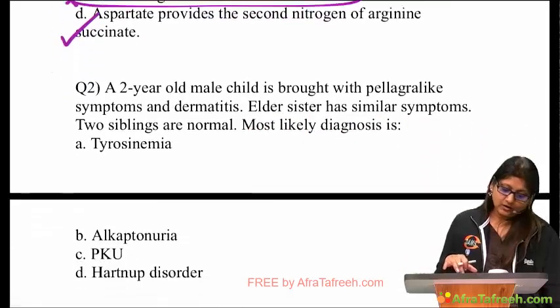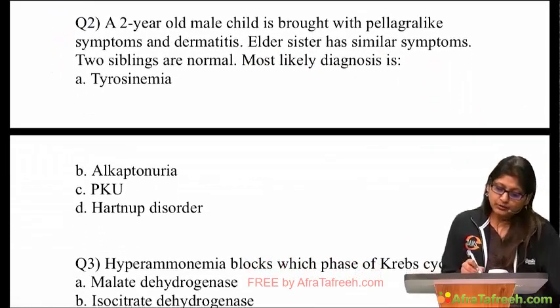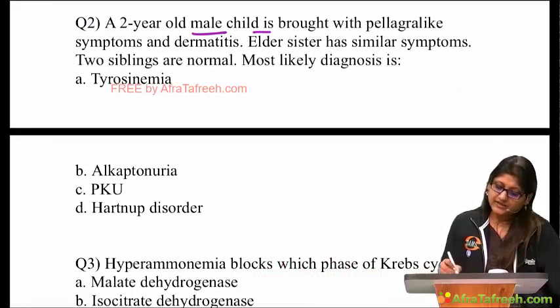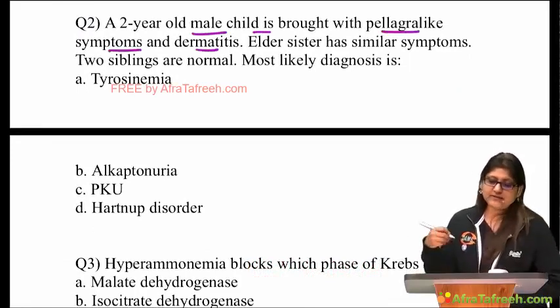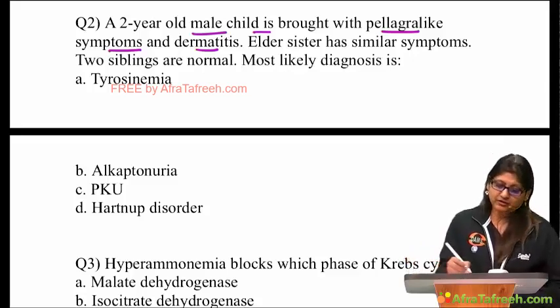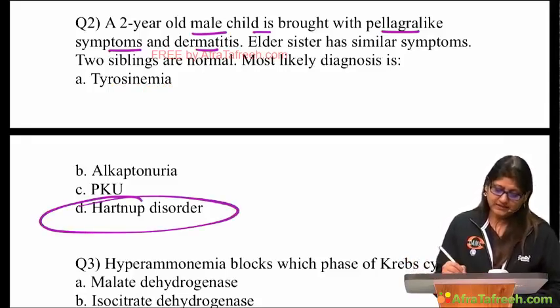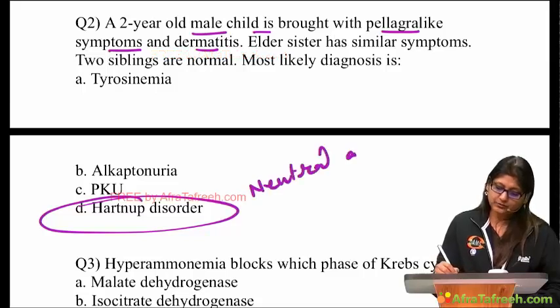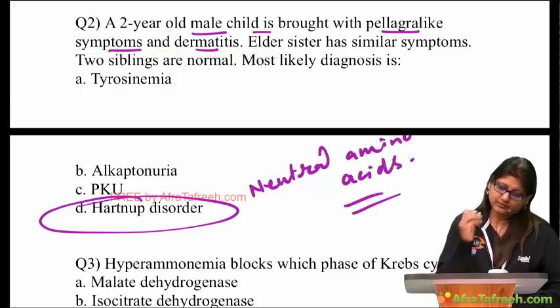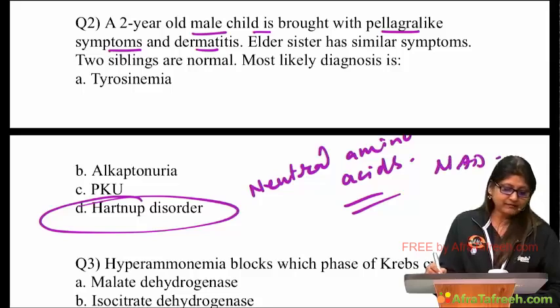All right. Now coming to question number 2. A 2-year-old male child is brought with pellagra-like features and dermatitis. The elder sister has a similar complaint. This is seen in Hartnup's disease, where neutral amino acids are not absorbed. That will result in deficiency of NAD and pellagra-like features.